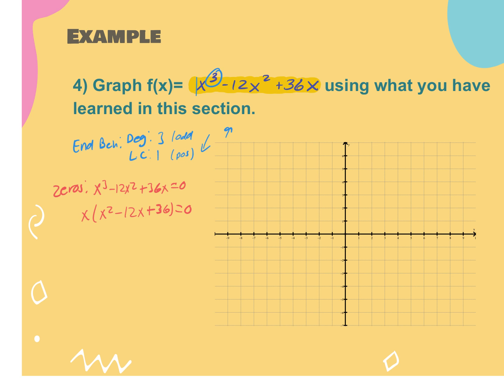All right, and now on the inside, we want factors that multiply to 36 and add to negative 12. So we get x times x minus 6 and x minus 6, right? Negative 6 and negative 6 multiply to 36 and add to negative 12. And now we get x equals 0, x equals 6, and x equals 6.